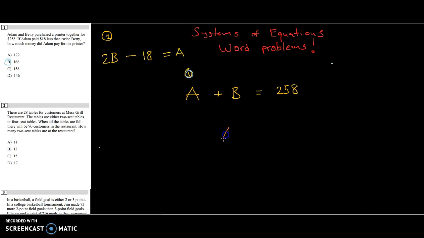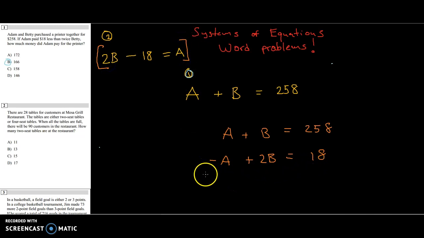So here's what I'm going to do. I'm going to do A plus B, the first equation, is equal to 258. And the second one, I'm going to rewrite it. So I'm going to put the 18 on the other side and the A over here. That's going to get us to negative A plus 2B is equal to positive 18. There we go. Pause the video if you're confused at how I went from here to there. Take a look at it, but I'm going to move on.